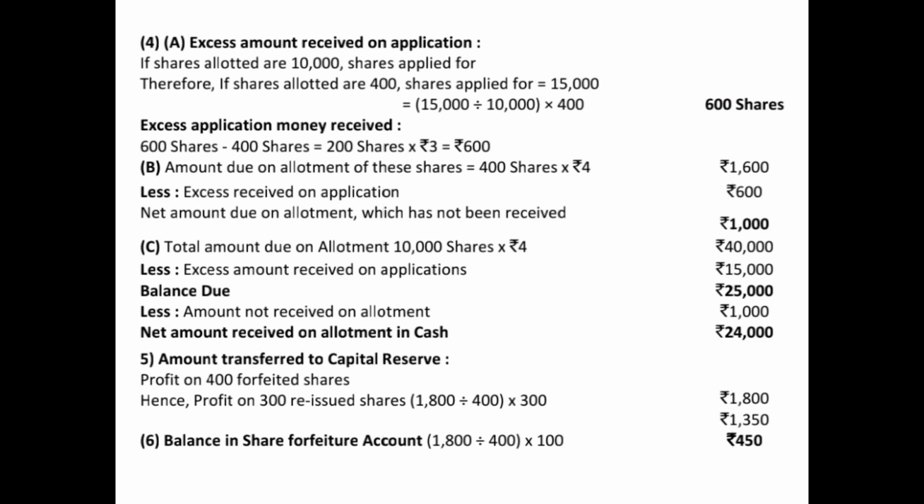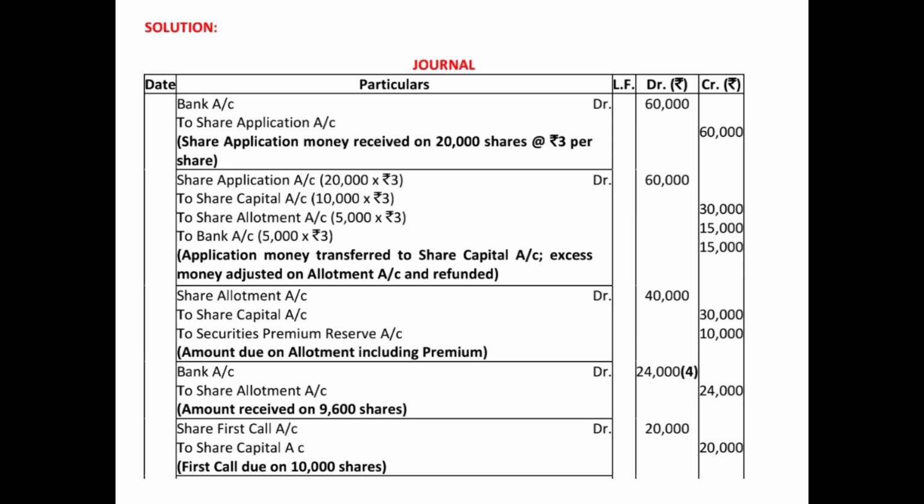So total amount due on allotment is 4 rupees on 10,000, that is 40,000, out of which we have already adjusted the 15,000 rupees which we have already received during the application money received. That means now we were supposed to receive 25,000, out of which one shareholder has not paid 1,000 even after adjusting the surplus. So that means net amount which will be received now ultimately at the time of allotment will be 24,000. So coming back to the entry, the receiving entry for share allotment with this working will be bank account debited to share allotment account.